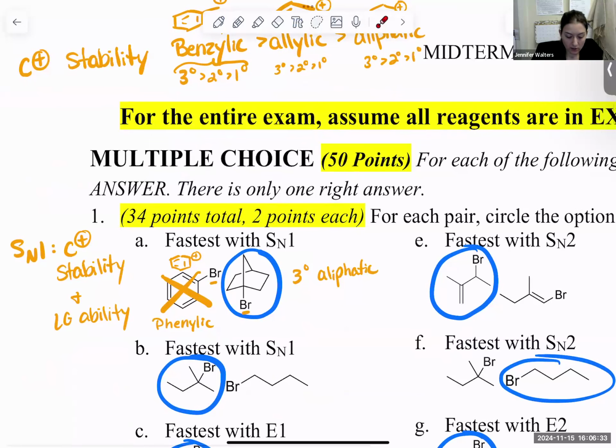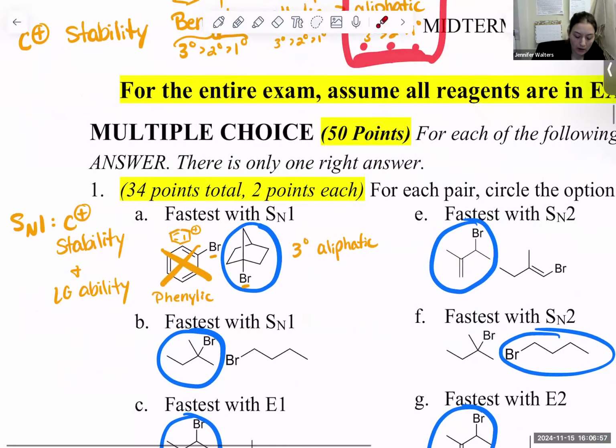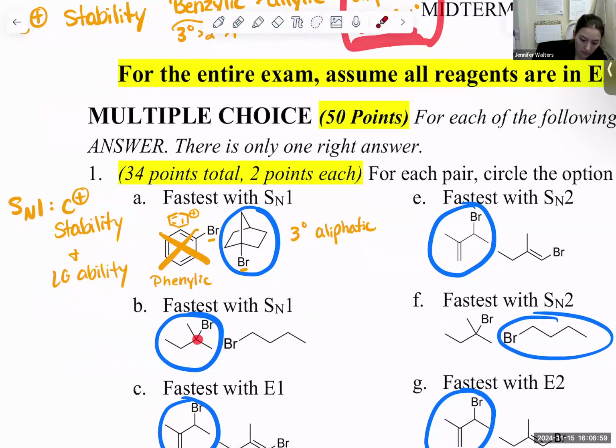Then we do the same consideration for 1B. Here, I see that they both have the same leaving group, so leaving group ability didn't come into play. So then I'm going to look at my substrates, and I do not see any pi bonds. There are no double bonds, there are no triple bonds, there's no benzylic or allylic possibility. So I'm just looking at straight aliphatic, and I'm just looking at tertiary versus secondary versus primary. This alpha carbon is attached to 3 other carbons, so that is tertiary aliphatic.